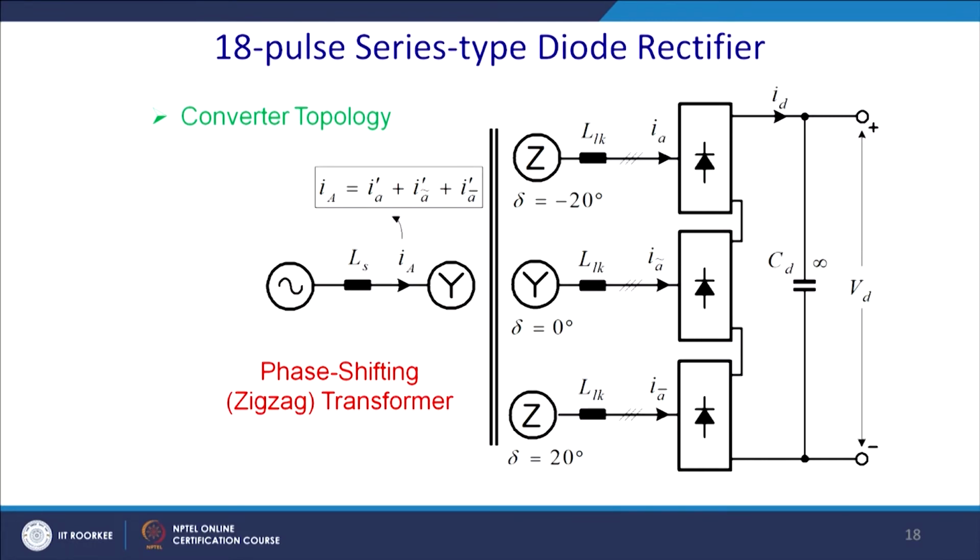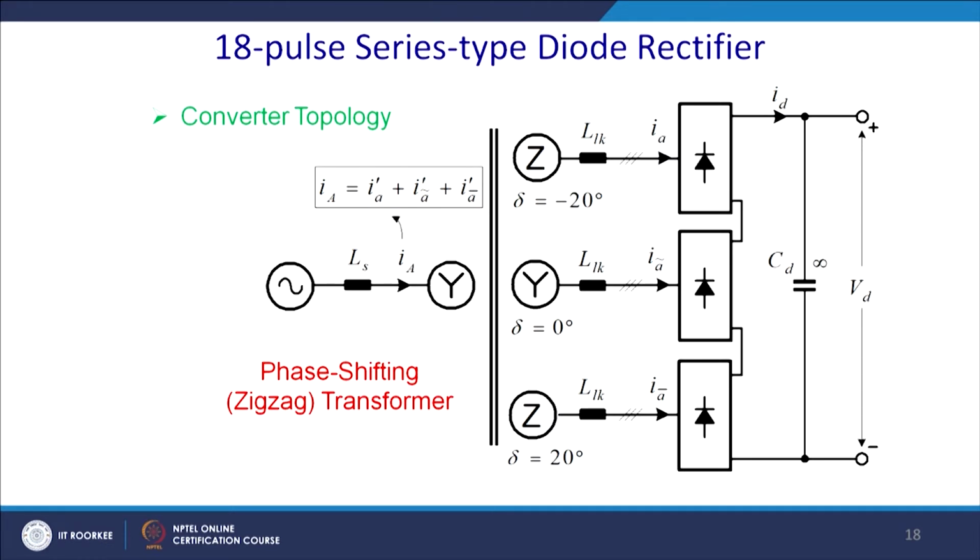Now, let us consider, we have already discussed the 12 pulse converter. Now, let us take the 18 pulse converter. Of course, the complexity will increase. So, we will have one zigzag transformer. Since we have an 18 pulse converter, it requires a special design.